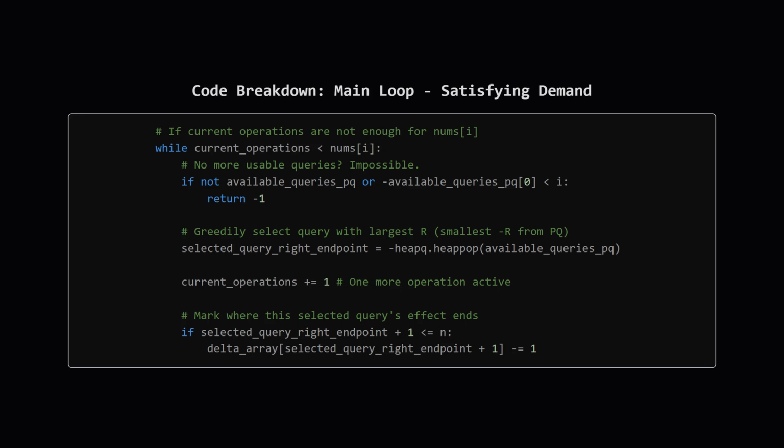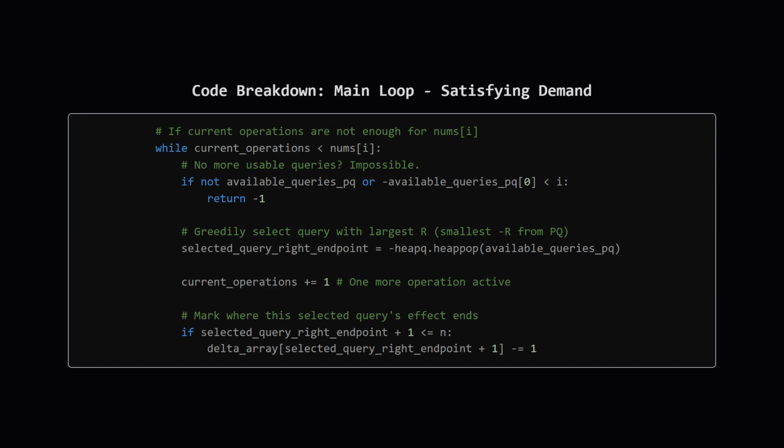Okay, now we check if we have enough operations. The nums at index tells us the demand. While our count is less than this demand, we first check if it's even possible to get more operations. If our priority queue is empty, or if the best query in it, the one with the largest right endpoint, actually ends before our current index, then we're stuck. We can't satisfy the demand, so we return -1. Otherwise we can select a query.